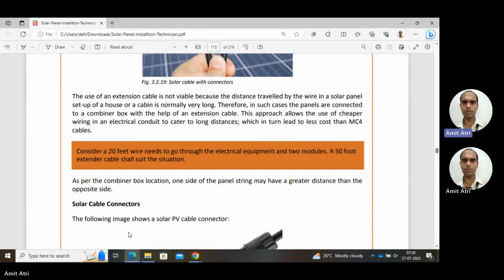The use of an extension cable alone is not viable because the distance traveled by the wire in a solar panel setup of a house or a cabin is normally very long. So in such cases, panels are connected to a combiner box with the help of an extension cable. The combiner box is one more component here. This approach allows the use of cheaper wiring in electrical conduit to cater to long distances, and this reduces the cost.